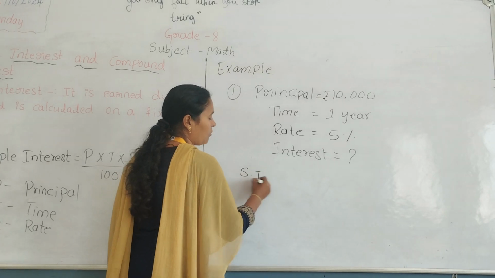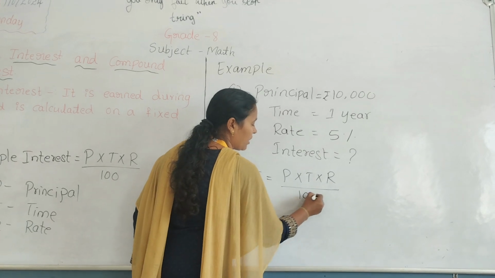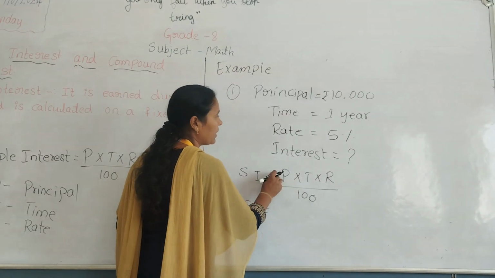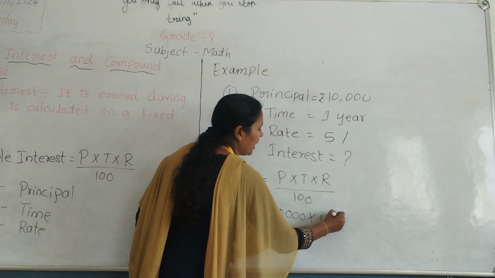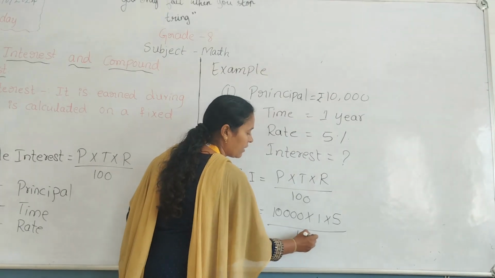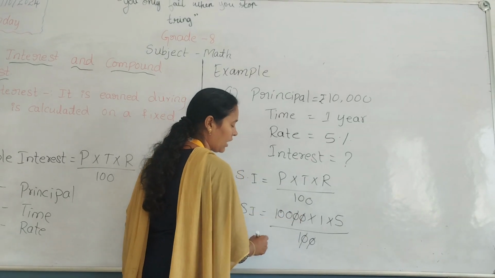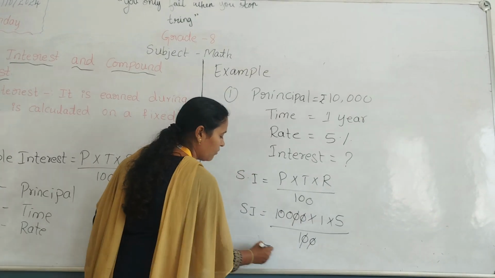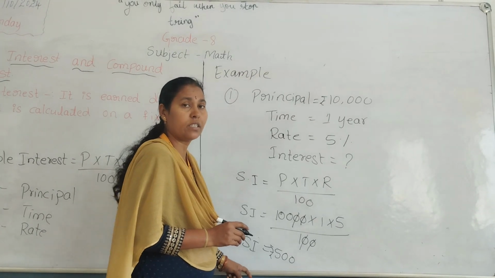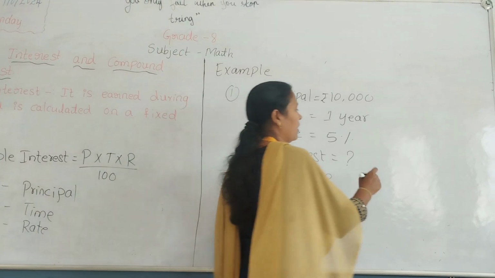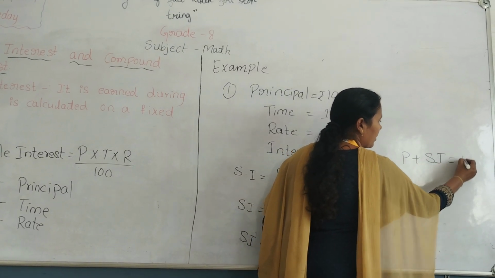Now simple interest equals the formula, principal into time into rate divided by 100, children. Simple interest equals principal 10,000 into time 1 year into rate 5 divided by 100. Cancel the 0s in the numerator and denominator: 10 place 0, 10 place 0 cancel. Now 100 into 5 is 500, children. That is the simple interest. To the simple interest we have to add the principal, children. Principal plus simple interest is nothing but the amount.